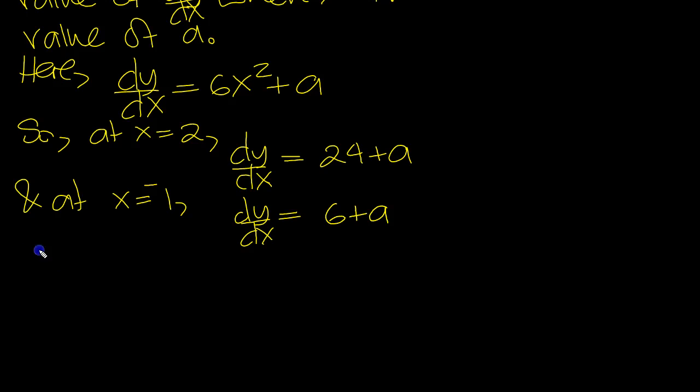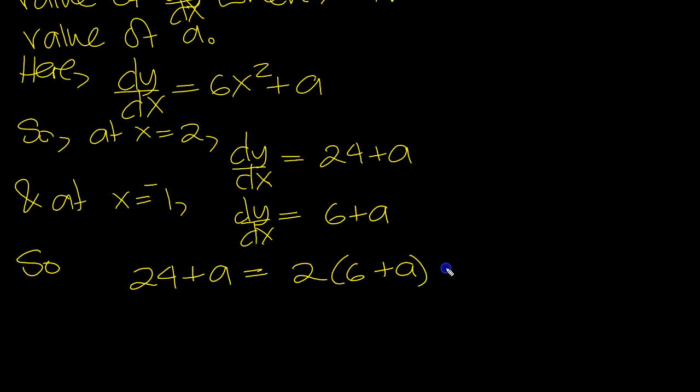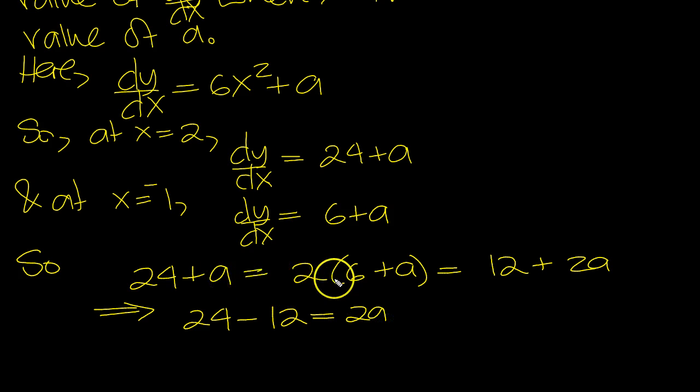So this value, 24 plus a, is equal to twice this value, 6 plus a. 2 6's are 12, just expanding the bracket, 2 a's are 2a. So that tells us then. Move the 12 over to be minus 12, leave the 24 as is. And at the same time leave the 2a as is, and move the a over to minus a on the other side. So we've moved everything around.